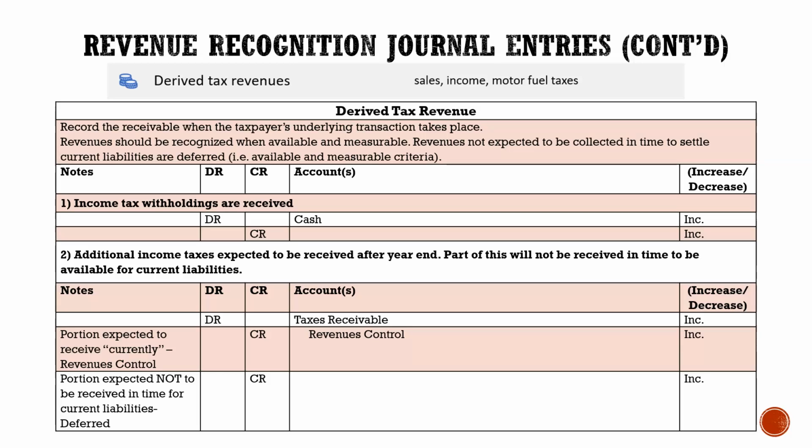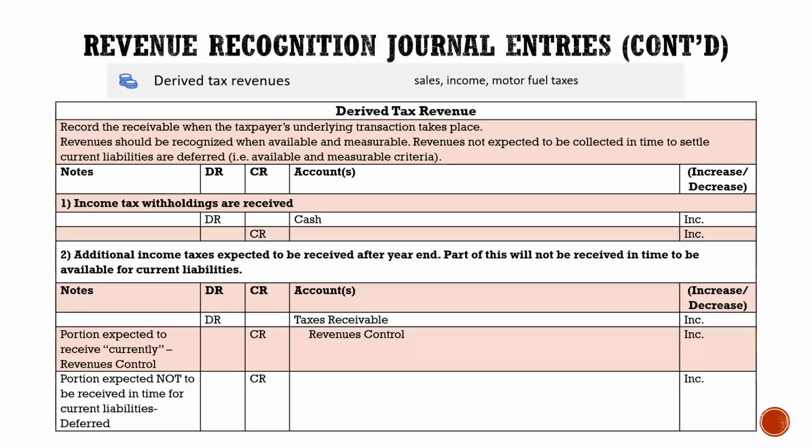So the next one to talk about is these derived tax revenues. So these are your sales taxes, your income taxes, your fuel taxes, all of those kinds of things. So again, we're going to recognize it when it's measurable and available. Again, we're going to defer some if we don't expect to collect some of it in time to pay off our current liabilities, because that violates the availability rule, right? It's got to be measurable and available for us to collect, but if it's not available within that 60-day period after the end of the accounting period, then it's no longer available to us and we no longer recognize that revenue, but we are going to defer it.